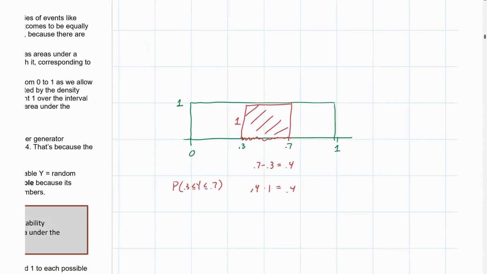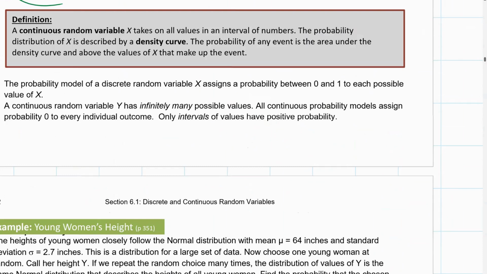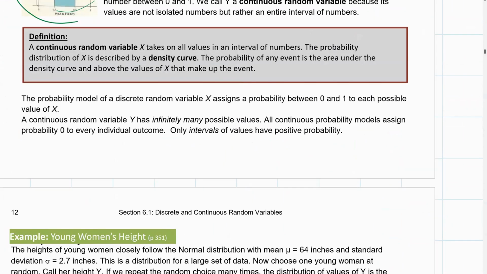And that's how we deal with continuous random variables. So let's see if we can get a little summary here. A continuous random variable x takes on all the values in an interval of values. The probability distribution is described by a density curve, again, because we can't list out all the possibilities. The probability of an event is the area under the density curve and above the values of x that make up the event.